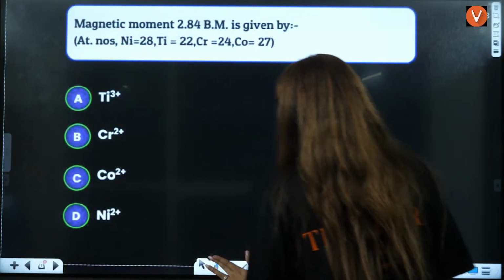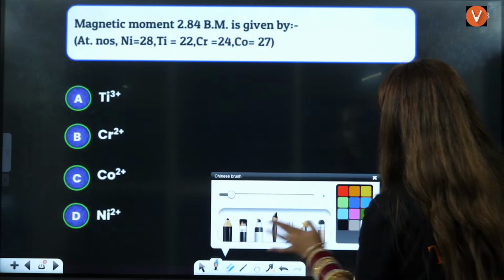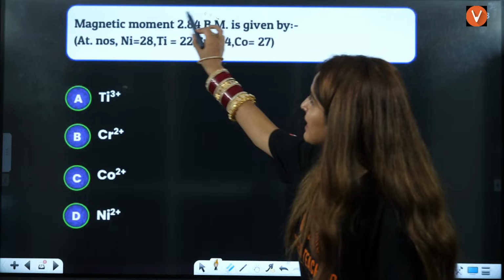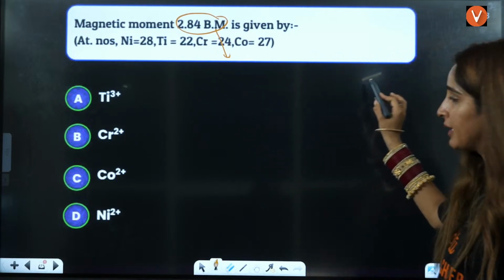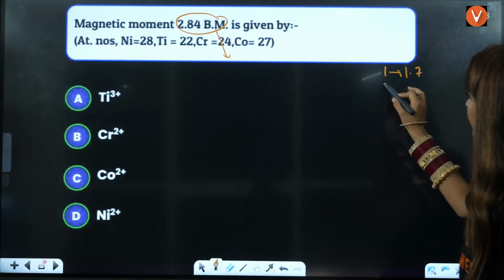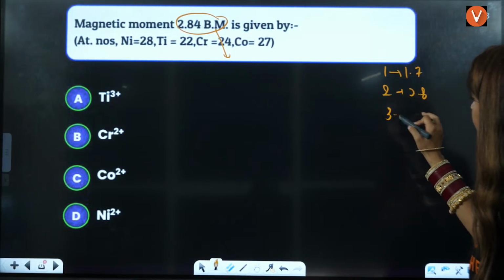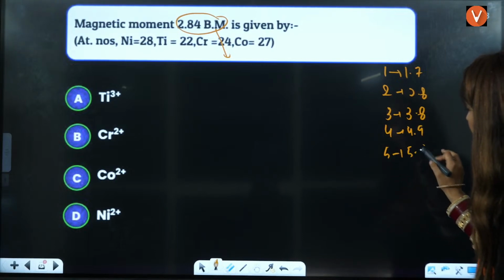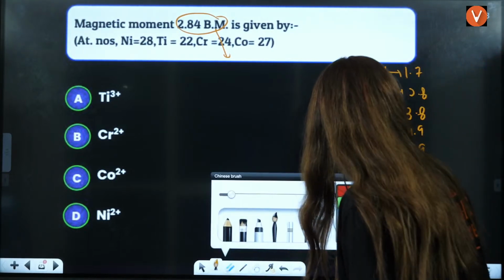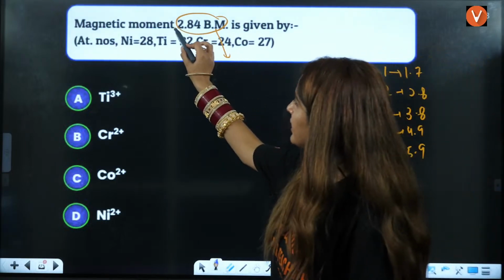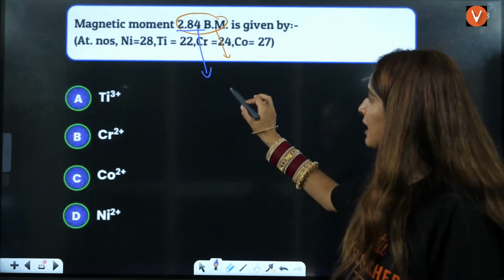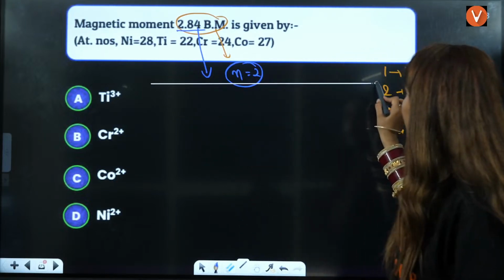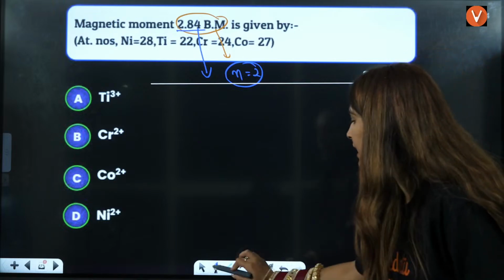Now, the magnetic moment here is 2.84. If the magnetic moment is this, I'll give you a simple trick. For 1 unpaired electron it is 1.7, for 2 it is 2.8, for 3 it is 3.8, for 4 it is 4.9, and for 5 it is 5.9. Here the magnetic moment is 2.82, which means the number of unpaired electrons should be 2. So you have to find the species in which the number of unpaired electrons is 2.